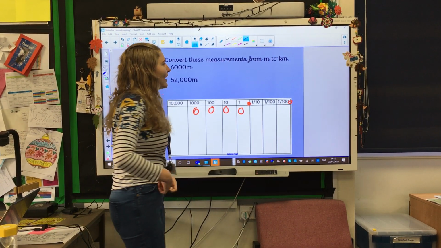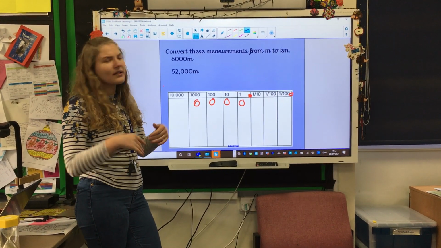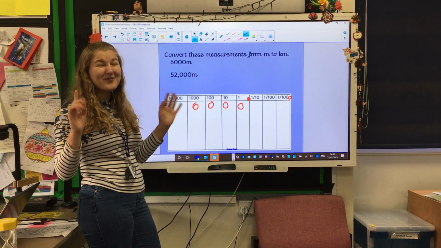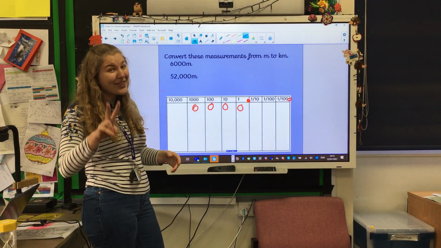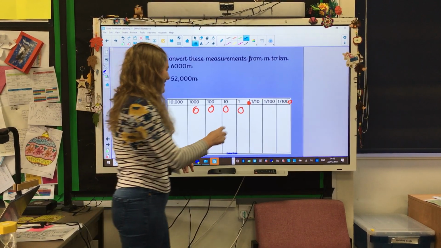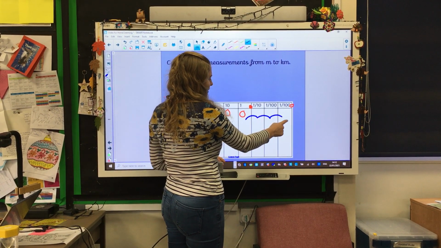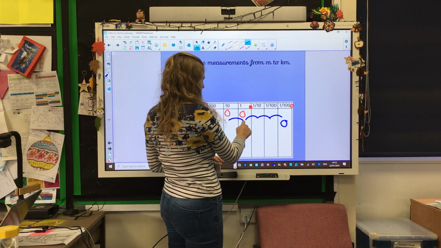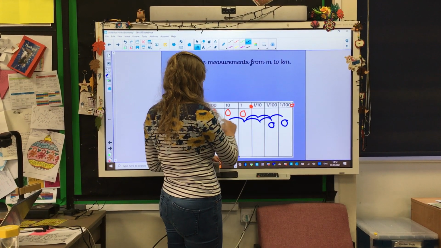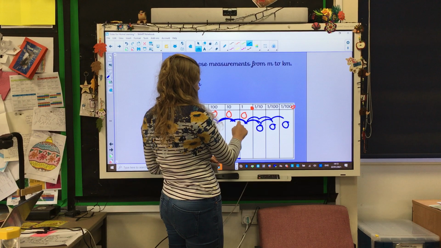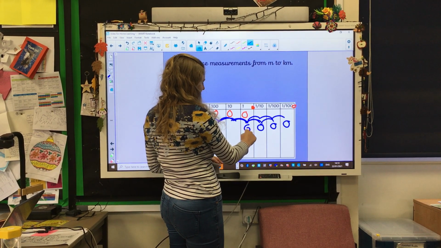And we know that if we are converting to kilometres, we need to divide, and we are going to divide by 1,000, which is 3 jumps. Okay, so here we go. Let's do those jumps. 1, 2, 3. 1, 2, 3. 1, 2, 3. And 1, 2, 3.